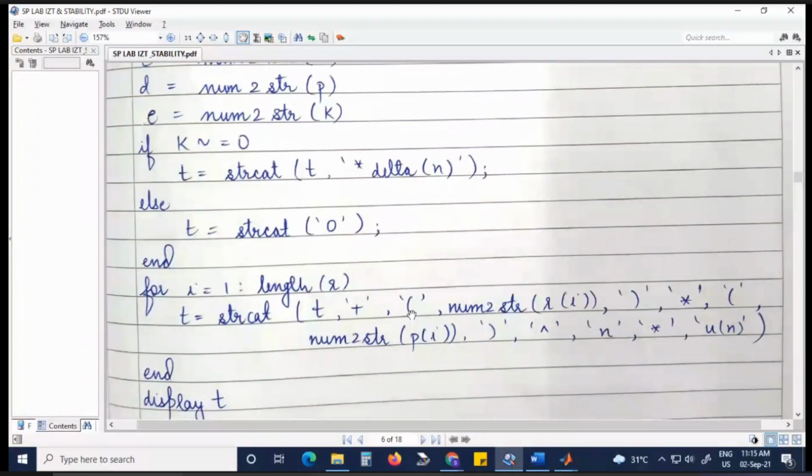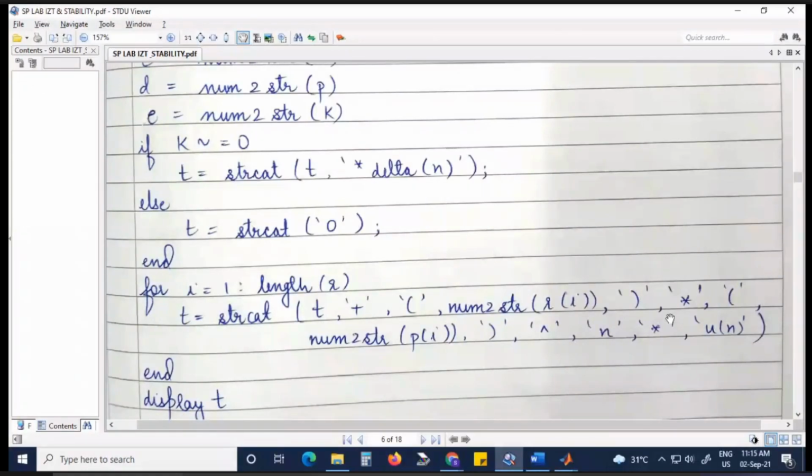Okay, and then we have to close the bracket, then that constant will be multiplied with the poles value with num to string pi, and within bracket, close bracket, with power to the power n.